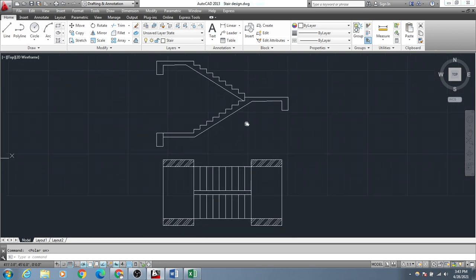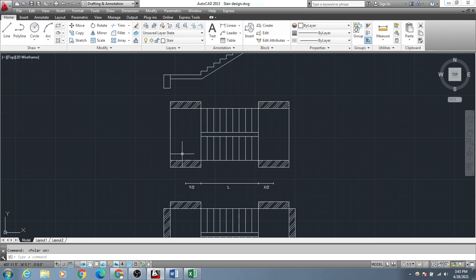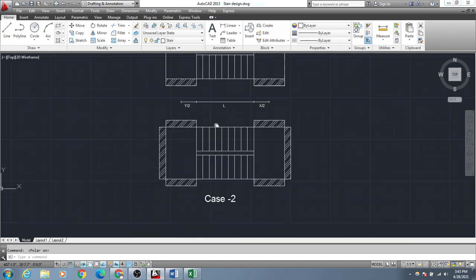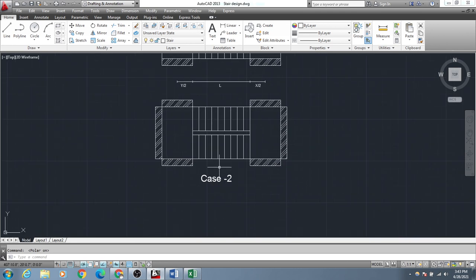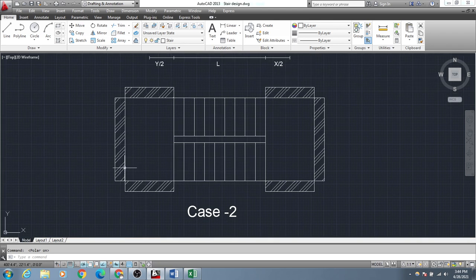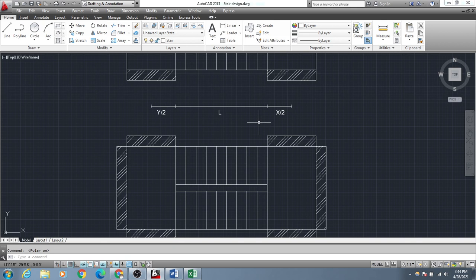And similarly for case two, if we have support on that side and that side, and also that side and that side, then we'll consider half of our total landing on both sides and the full length here. And for case two, also for the steps case, we'll consider the steps of effective length.